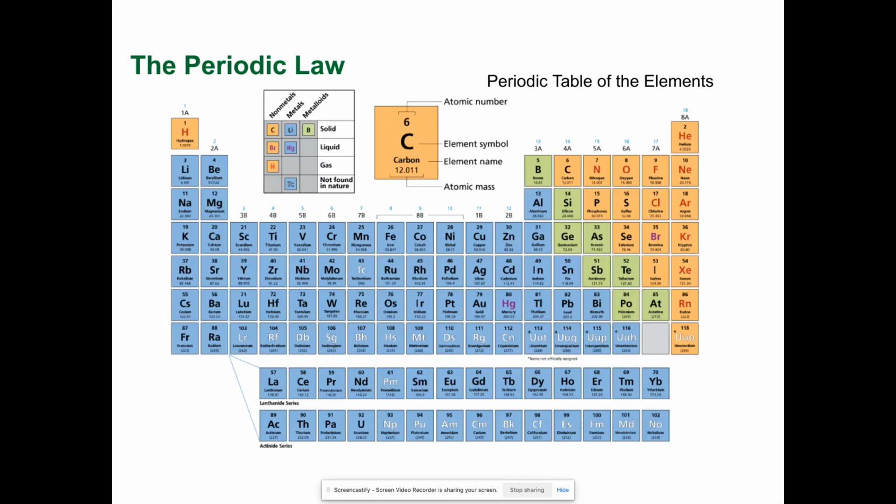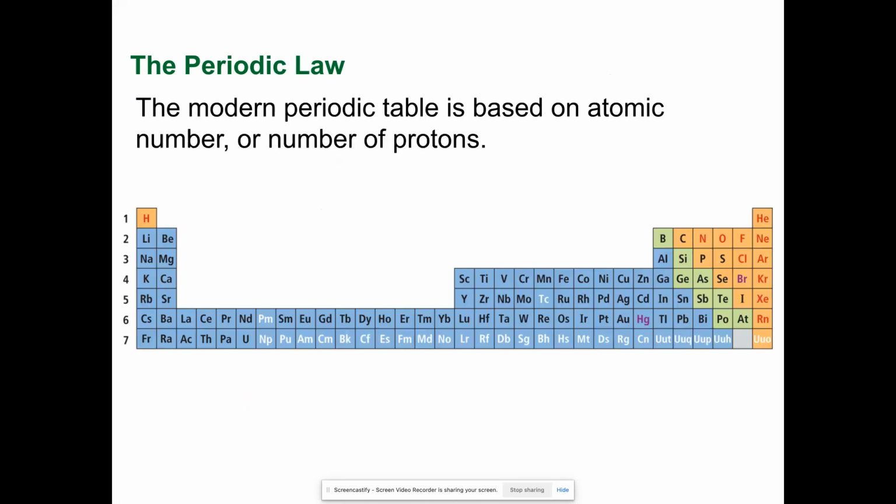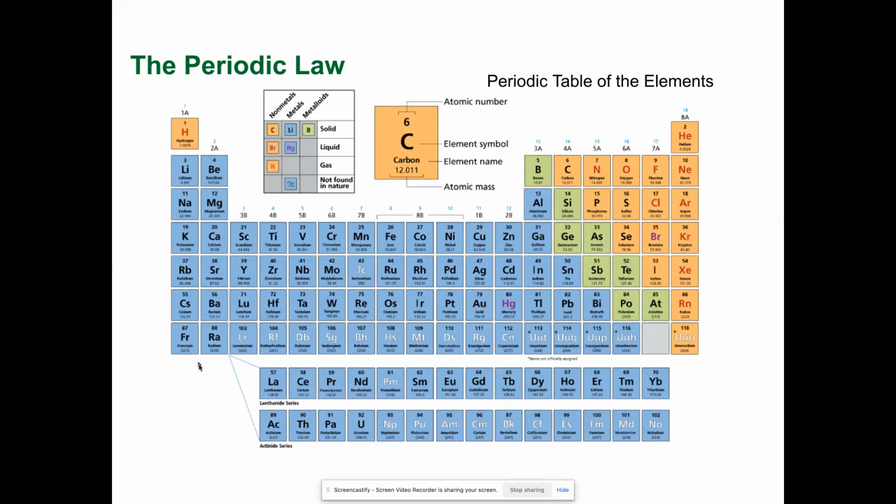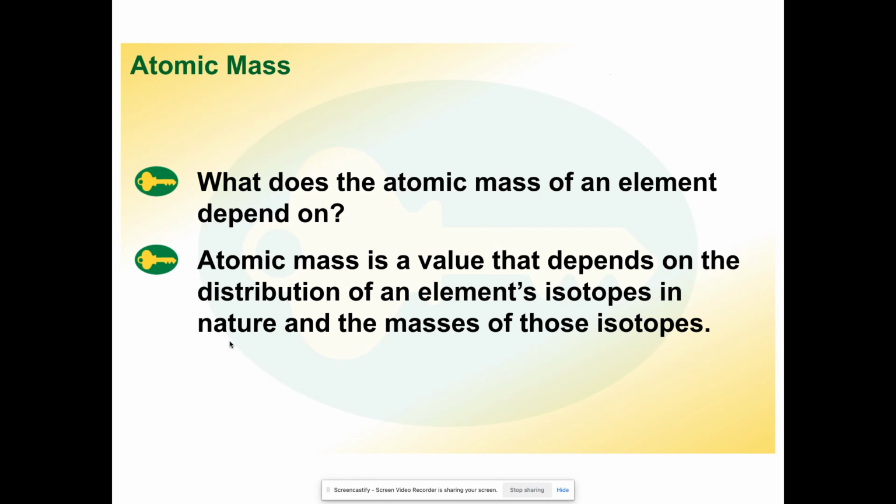Okay, so the periodic law in the periodic table, this is what you guys are used to seeing. It really is more like this, but could you imagine how big that poster would be? So they take a chunk of that. These 2 rows fit in here, and that's okay, but that's how they have it set up. So what does the atomic mass of an element depend on? The atomic mass is the value that depends on the distribution of the element's isotopes in nature. Okay, most masses have an isotope.